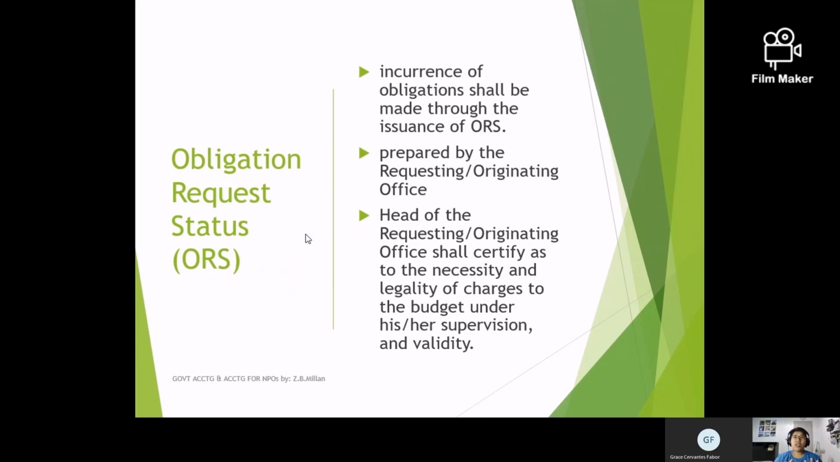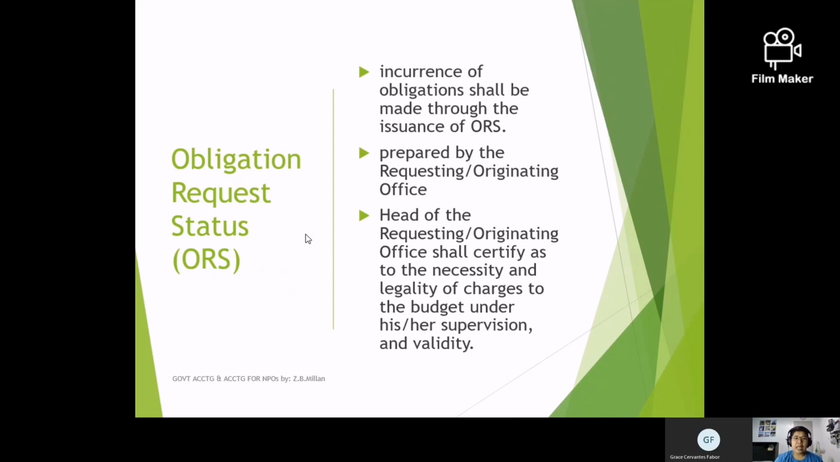Example, meron kang 4 na kontrata. Magkakaibang kontrata 4. Ngayon, sa 4 na kontratang yon, yung 3 is napunta ka kay contractor A. Yung isa, si supplier B. Ilan ang gagawin nating ORS? 2 ba? Kasi 2, contractor A, supplier B. Or 4? The answer is 4. So, each obligation, isang ORS.